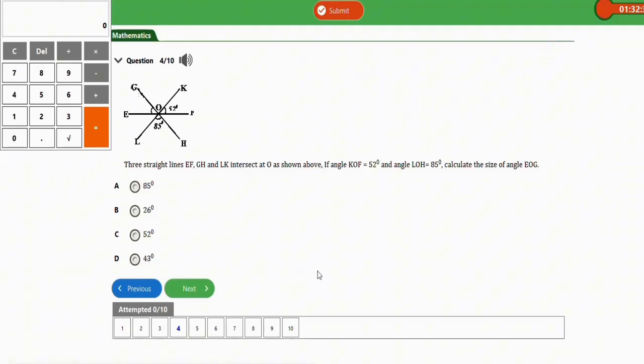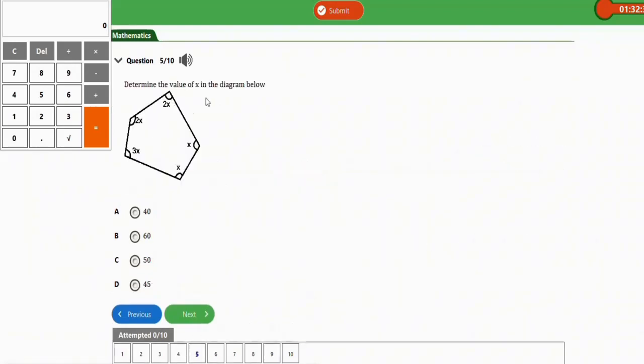So the next question I'm going to solve under this topic, angles and lines for geometry, is this question. It says determine the value of x in the diagram. This diagram we have here is a polygon, and if you check, it has 5 sides, and a polygon that has 5 sides is called a pentagon. Alright, so the name of this polygon is pentagon.